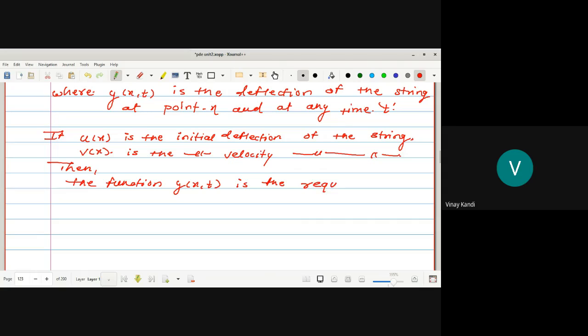is required to satisfy the initial condition.